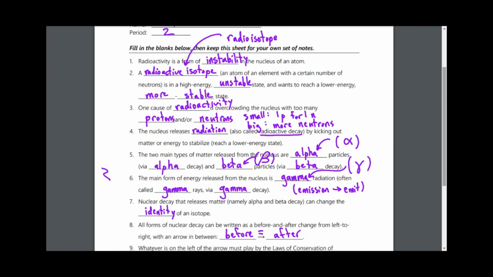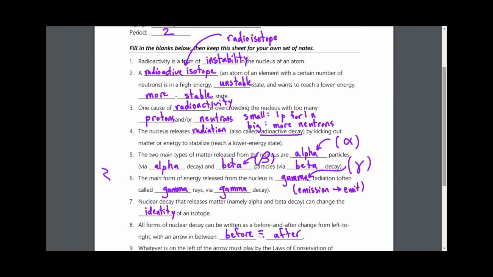Okay, we also call this process radioactive decay. Okay, when we radiate something out of the nucleus, we end up kicking out either matter or energy to get this stuff to be stable. Okay, to get it to reach a lower energy state. So if we're kicking out matter, there are 2 main ways we're going to see that happen. Either alpha decay or beta decay. In alpha decay, we kick out alpha particles from the nucleus.